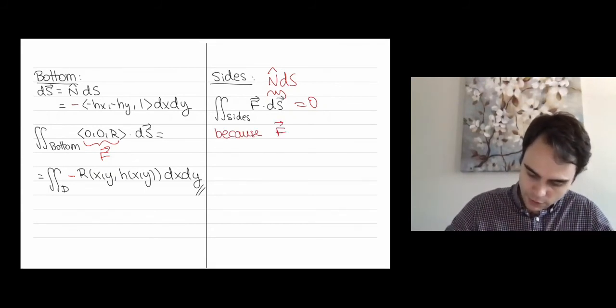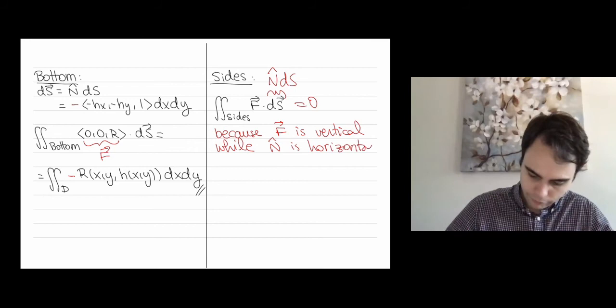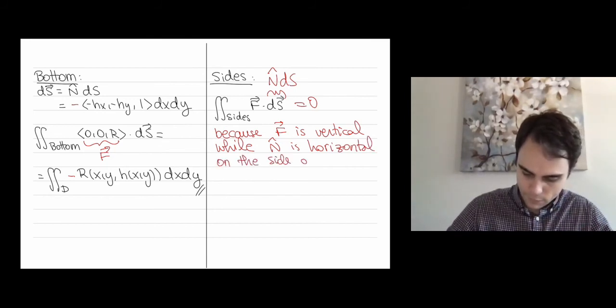F is vertical while n is horizontal on the side of S.